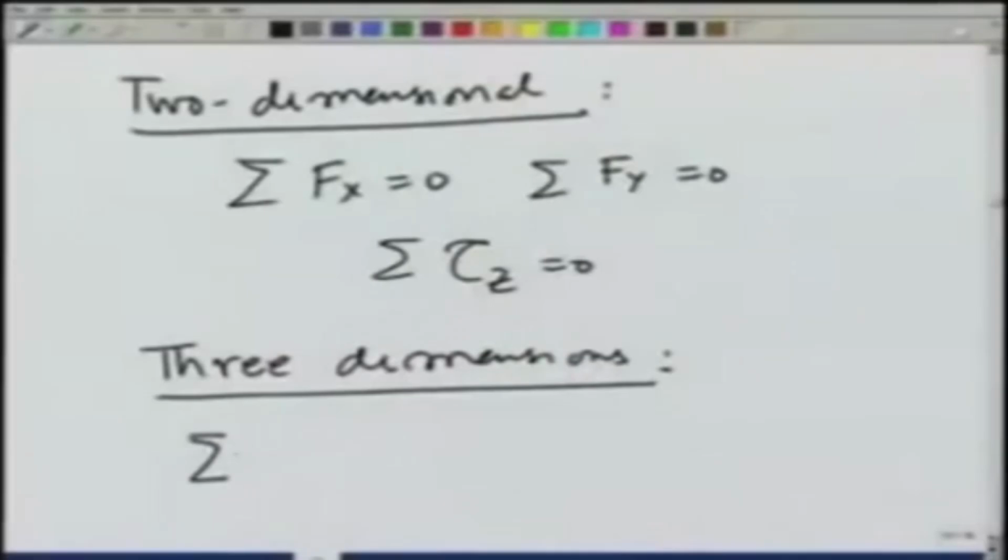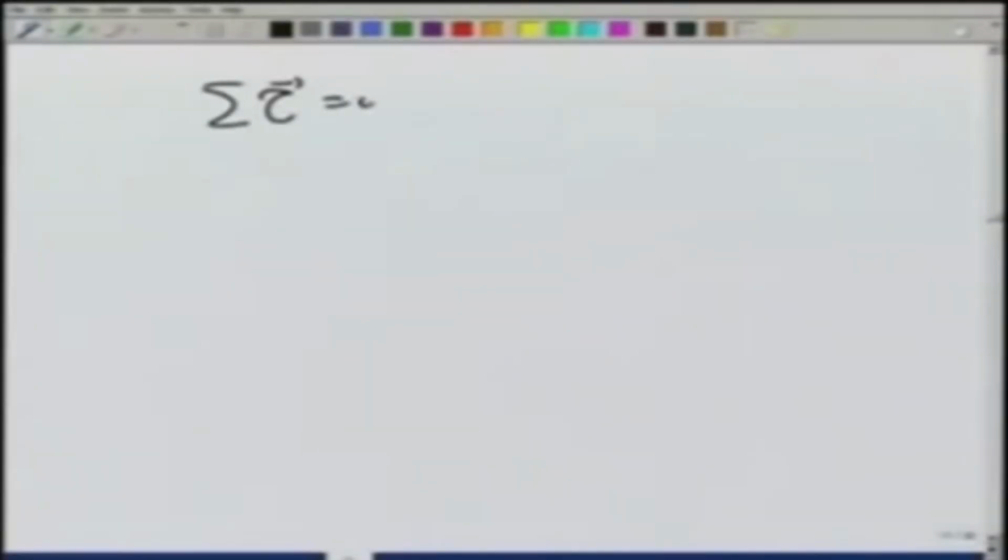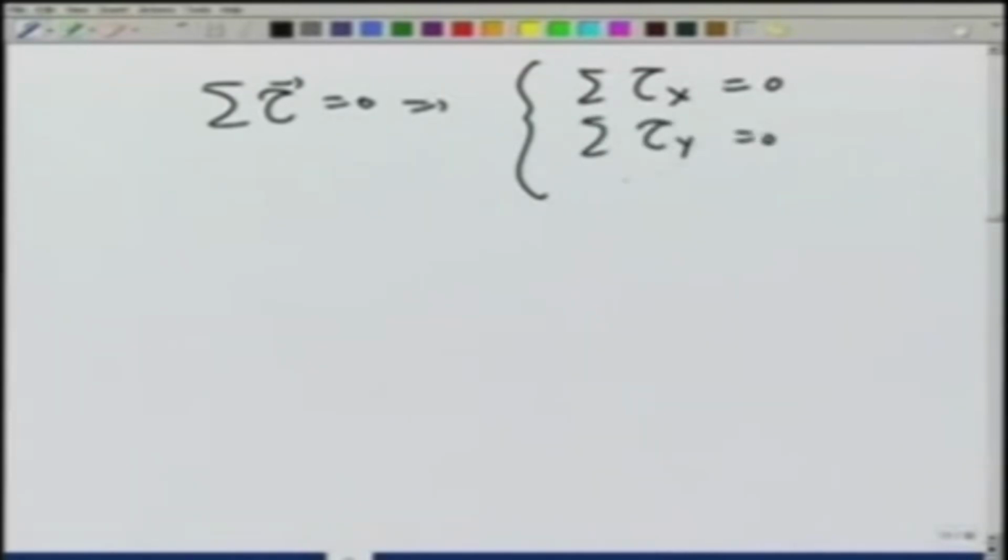In three dimensions, obviously, the condition that summation F vector is equal to 0 becomes summation Fx is equal to 0, summation Fy is equal to 0 and summation Fz is equal to 0. Similarly, the condition that summation tau vector is 0 implies that summation of all the torques along the x axis is 0, summation tau y is 0 and summation tau z is 0.